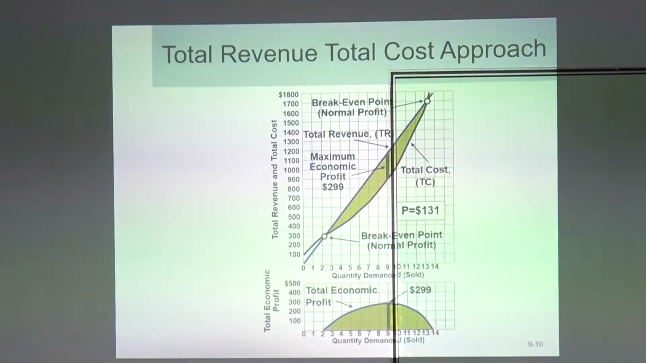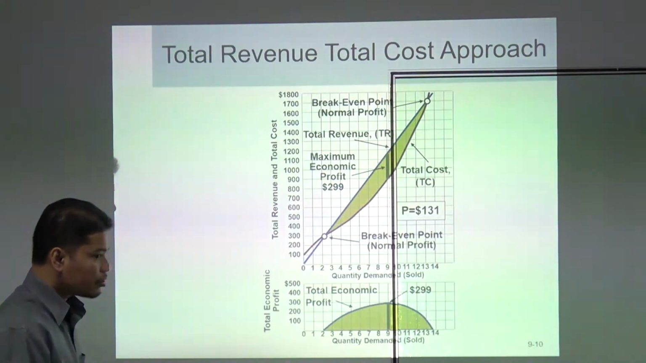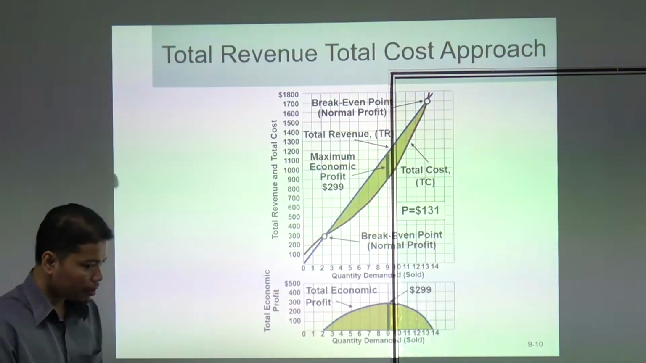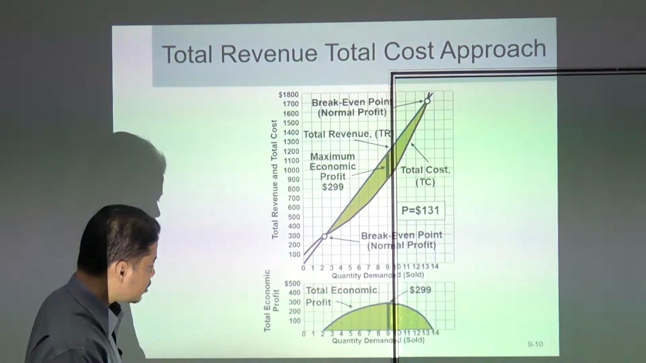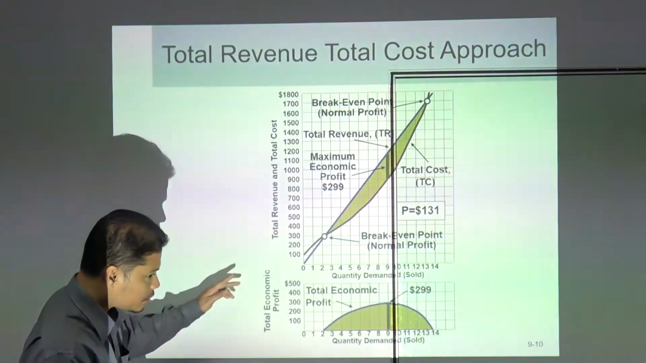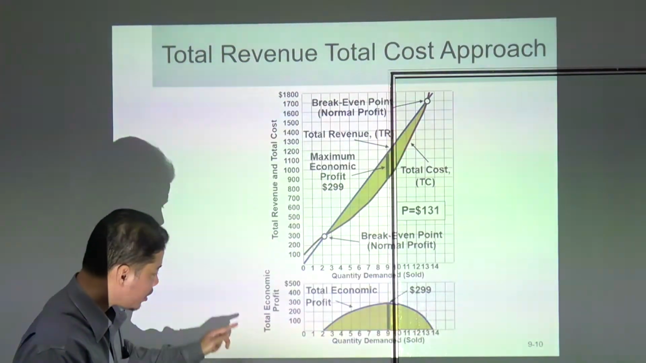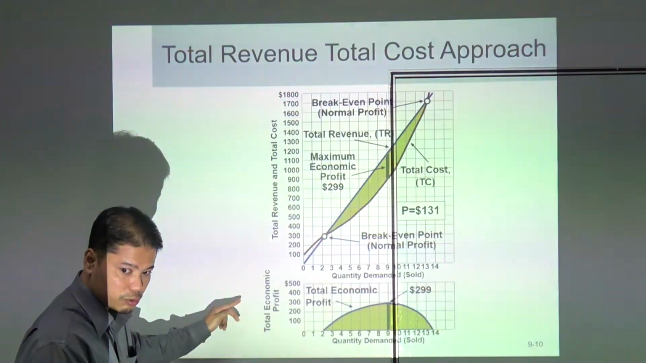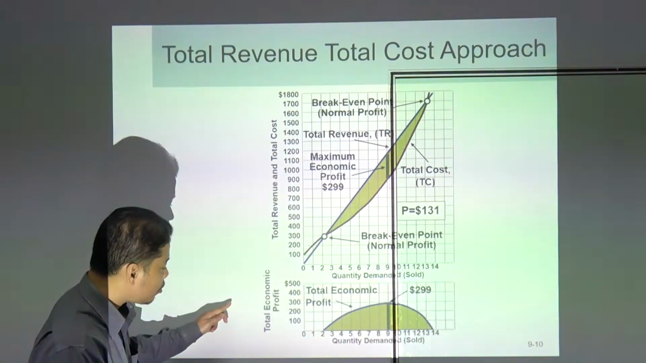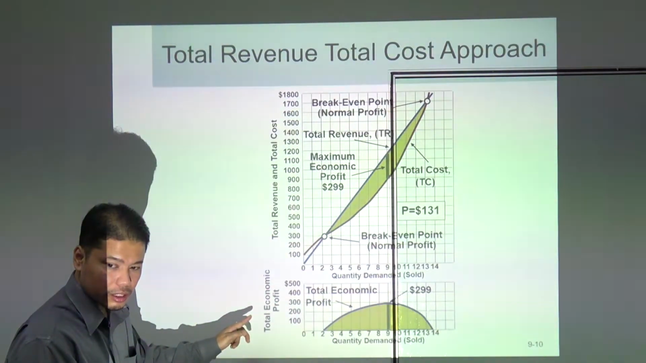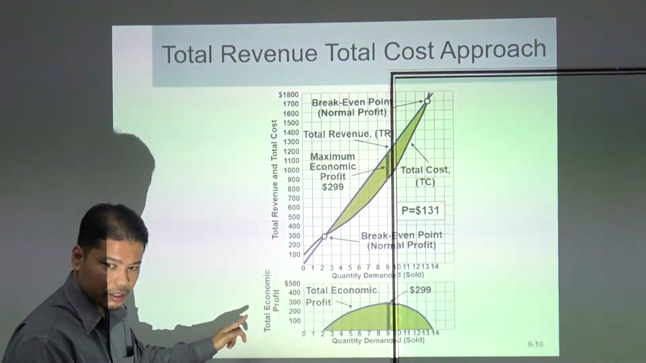So we can also look at the diagram here. You have the total revenue curve, a straight line, upward sloping. And then you have the total cost curve. Initially the total cost curve is above the total revenue curve. This is where the firm is making losses. If total revenue is below total cost, firms will make losses. And then the total cost curve cuts the total revenue curve. That point where total revenue equals total cost is the break-even point.